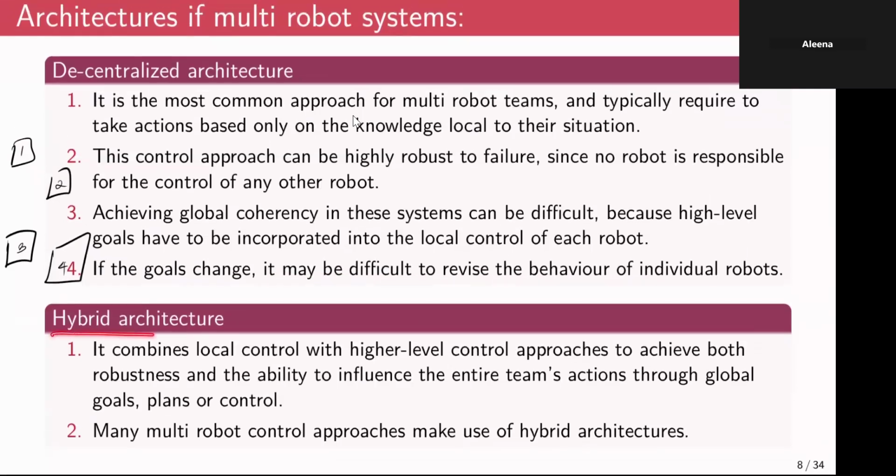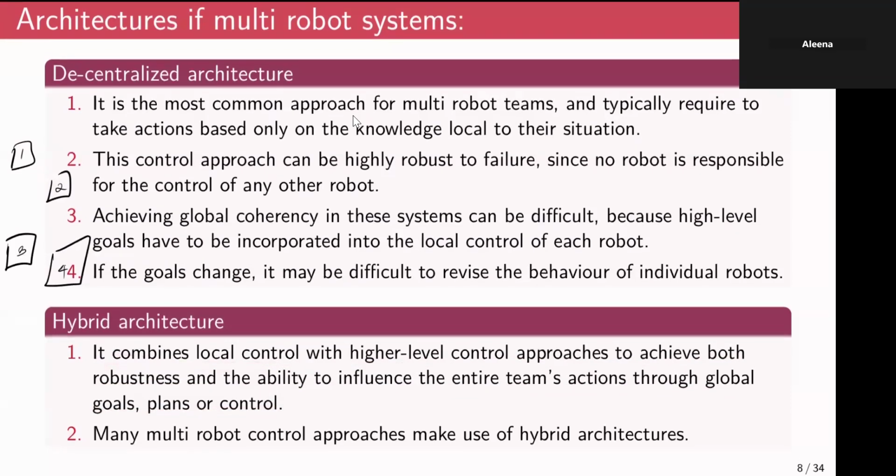And lastly, we look at this hybrid control, or this hybrid architecture. It combines the local control with higher level control approaches to achieve both robustness and the ability to influence the entire team's actions through global goals, plans, and control. So this essentially combines the advantages of a centralized control, where you can use a centralized server to influence or program the entire actions of all the constituent members.